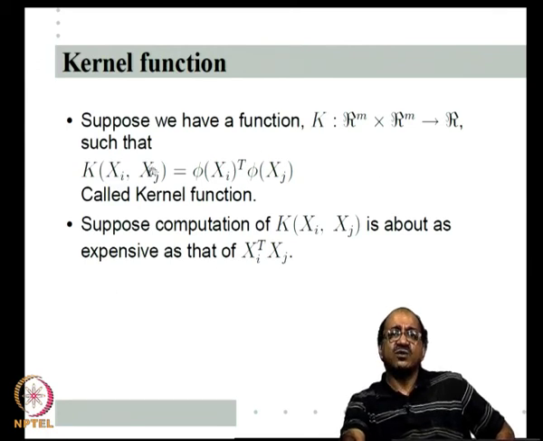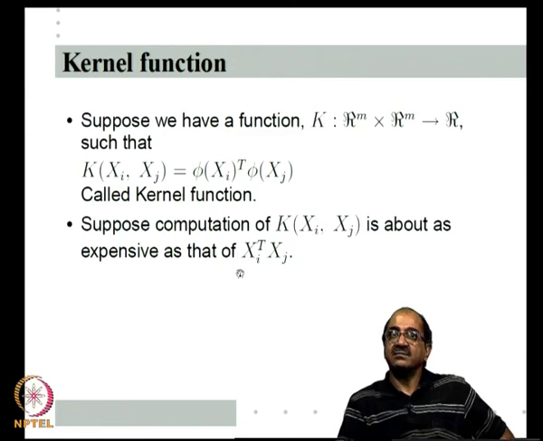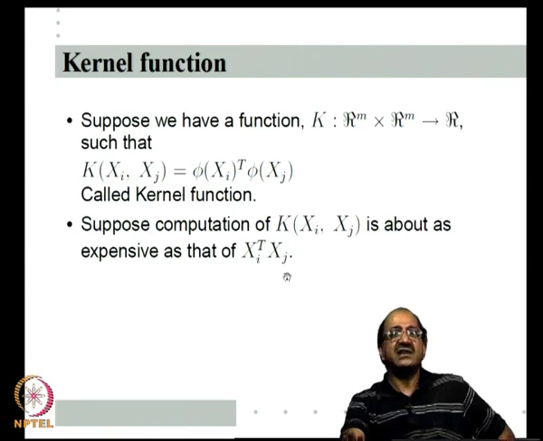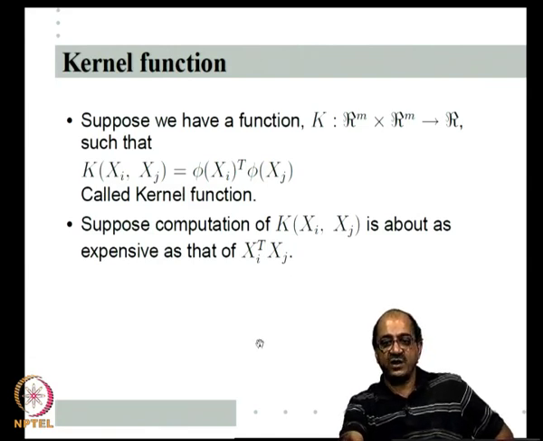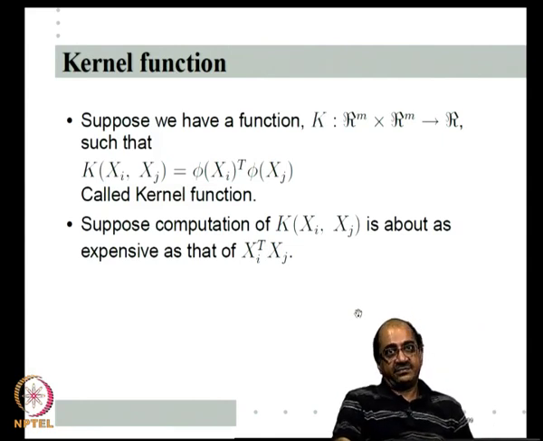So, in that sense, instead of doing 10,000 multiplications to find phi xi transpose phi xj, and also many multiplications to actually find phi xi and phi xj, we will just do one extra multiplication than xi transpose xj and done. So, we are looking for functions which are not particularly more expensive than doing xi transpose xj. Let us say such a function exists. Let us just assume for now that such a function exists. Then what can that function give us?